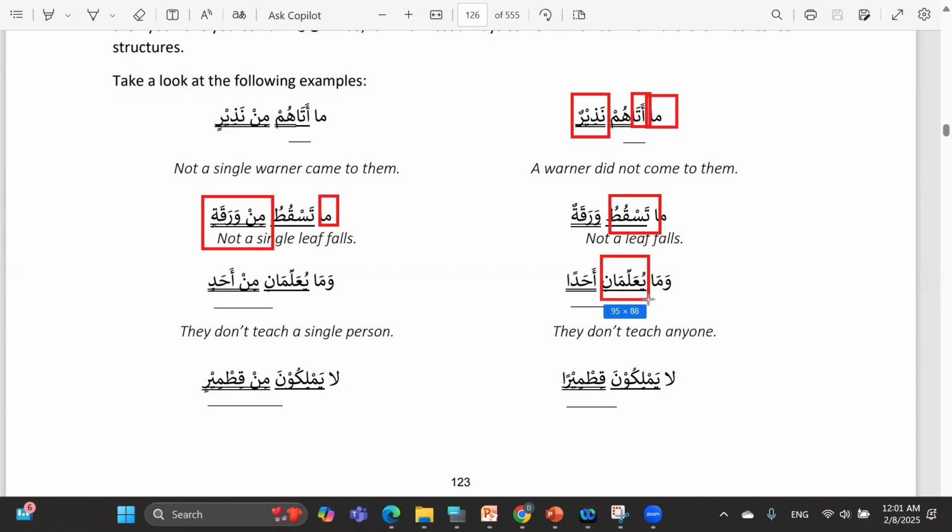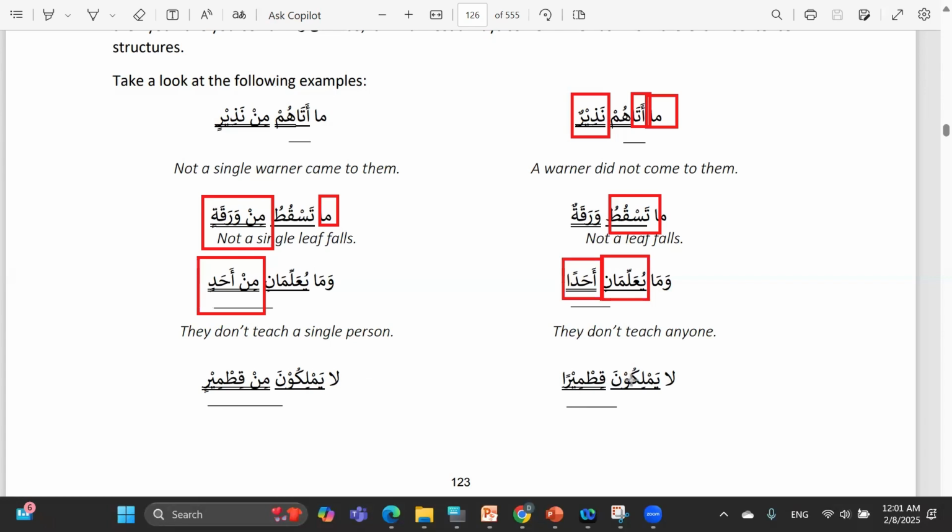Okay. Then you have ama yu'allimani. Yu'allimani is a dual present tense, and then ahadan is maful bihi. So over here, min zaida is attaching itself to maful bihi. So in jumla failure, min zaida attaches itself either to the doer of the action or the maful bihi of the action.